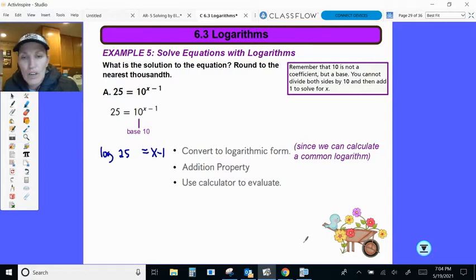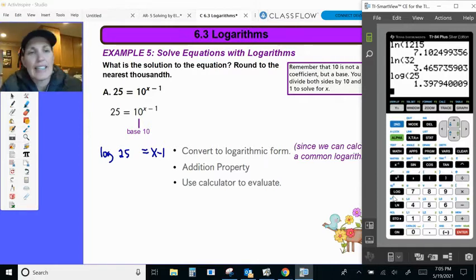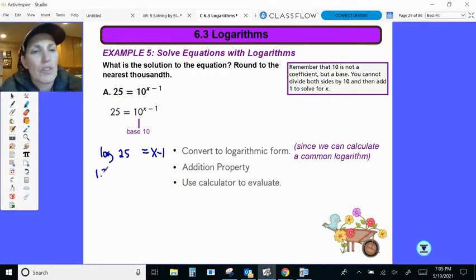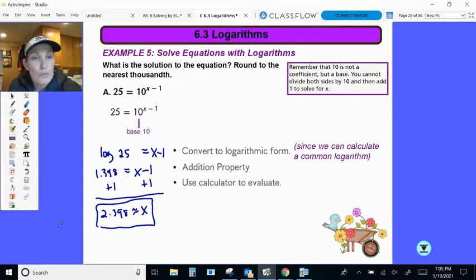Well, I can calculate the log of 25, right? So I'm going to come down here and find out what my log of 25 is. I'm going to keep this to about the thousandths, okay? So 1.398 equals x minus 1. And then I just have to finish solving for x. Add 1 to both sides, so I get 2.398 is approximately equal to x. Okay, so that's how we use logarithms to solve.